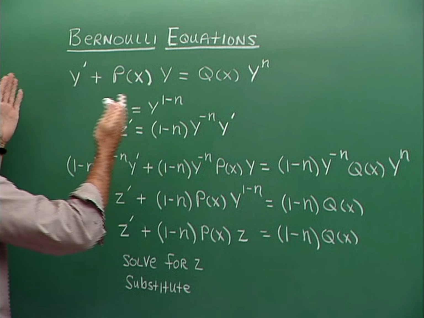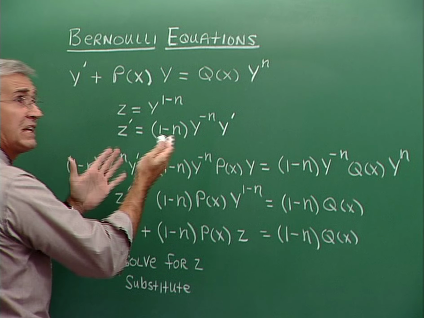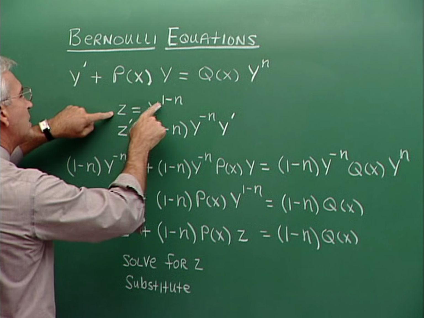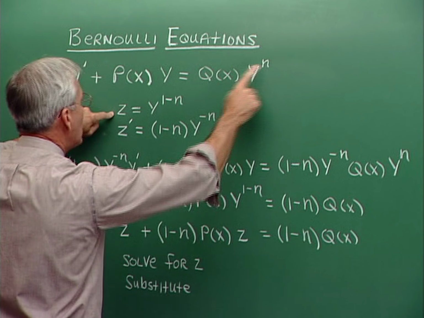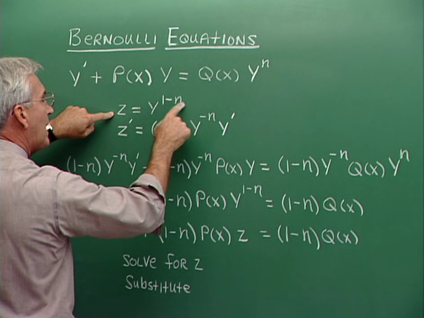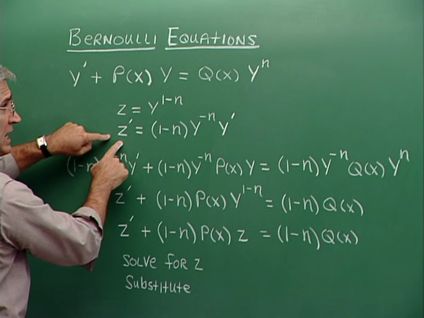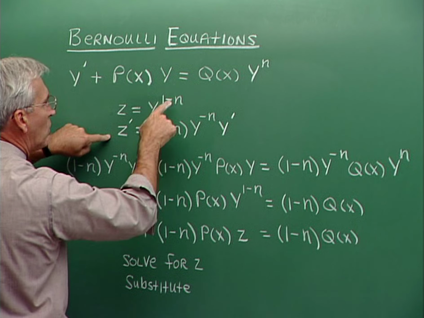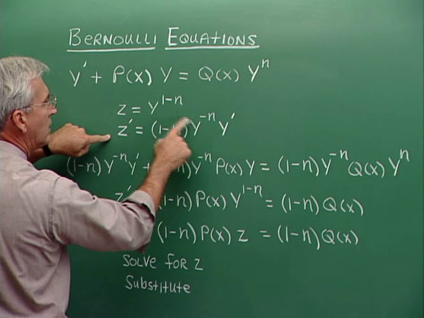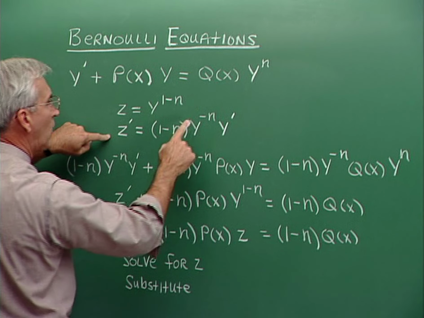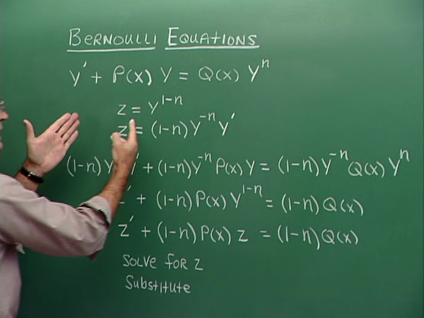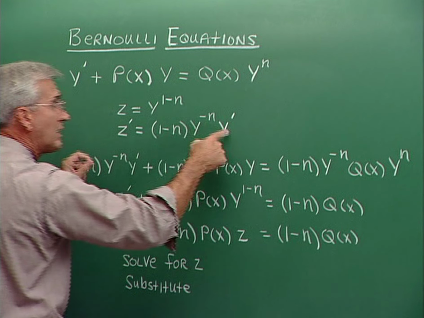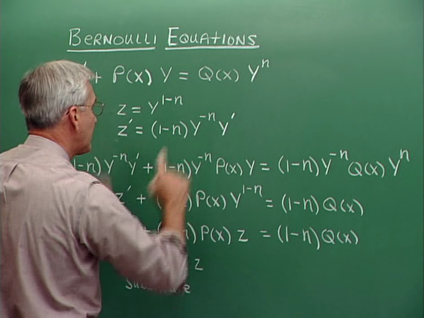We define some letter like z, could be v, could be another letter, but I'm calling it z here. Define z as y to the 1 minus n. Whatever that n is, then z is y to the 1 minus n. Z prime then is, well, let's see, it's 1 minus n times y to the 1 minus n minus 1, which is minus n, you see, for this exponent. And then since this is the derivative of z with respect to x, and therefore this is a y prime factor that has to be introduced here.